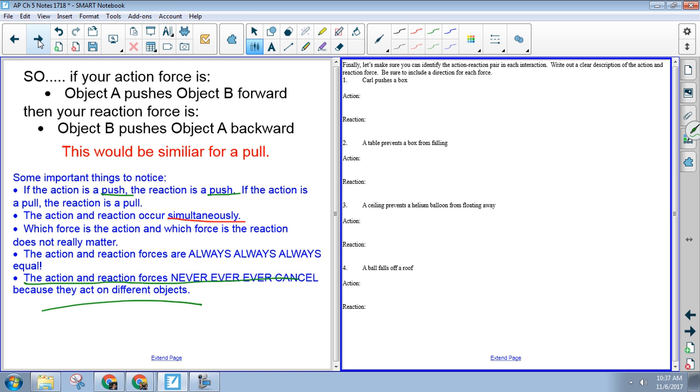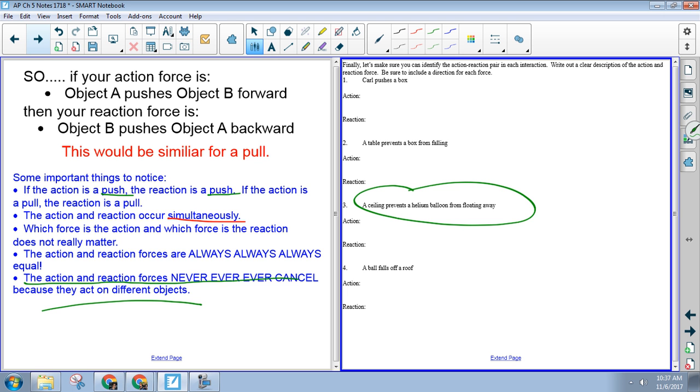So here's a good one. Imagine a helium balloon floating away. Okay, so the helium balloon floats up, eventually it bumps into the ceiling, right? So somebody describe for me the action force. Balloon pushes the ceiling up. Good. Make sure you include a direction. And the reaction would be the ceiling pushing the balloon down. Good. You've got to make sure you identify the two objects. All right. We talked about the baseball player sliding into base, right?